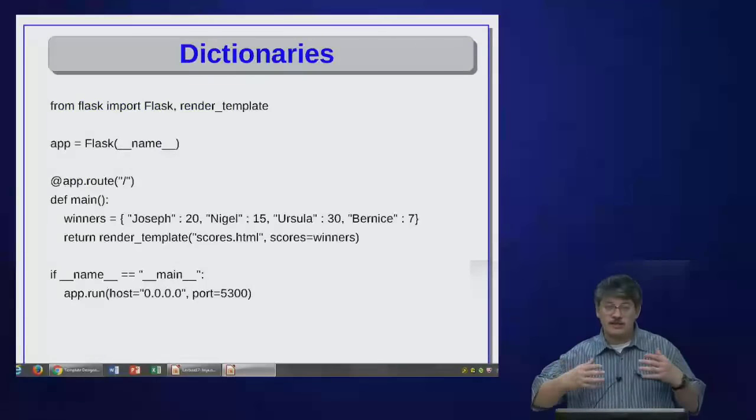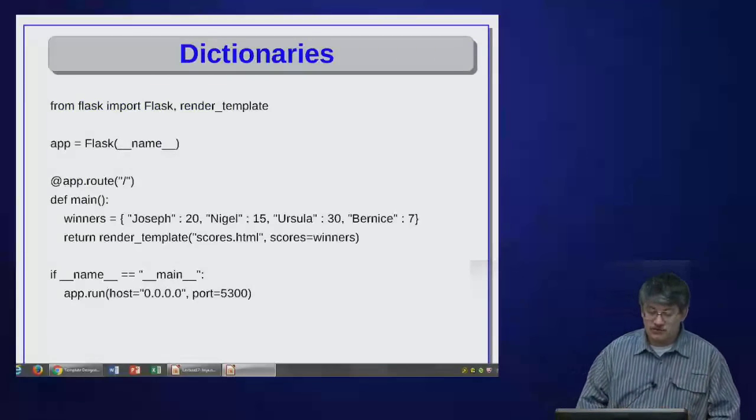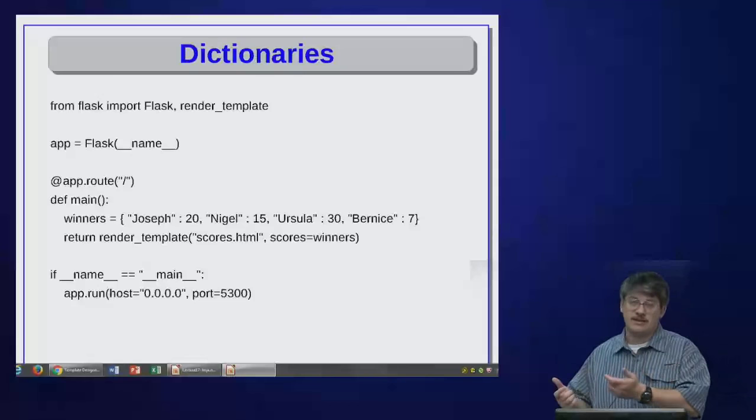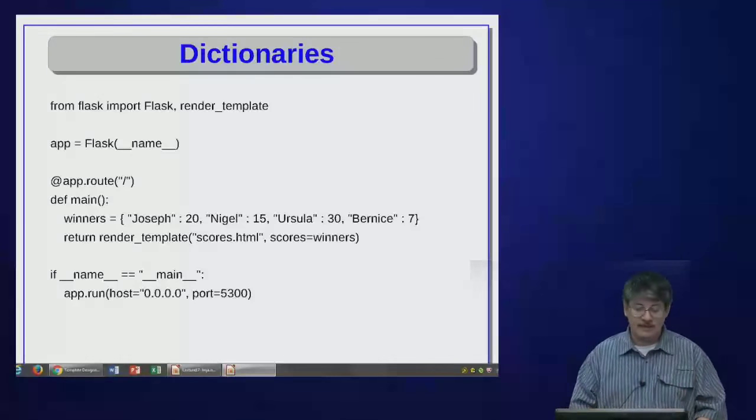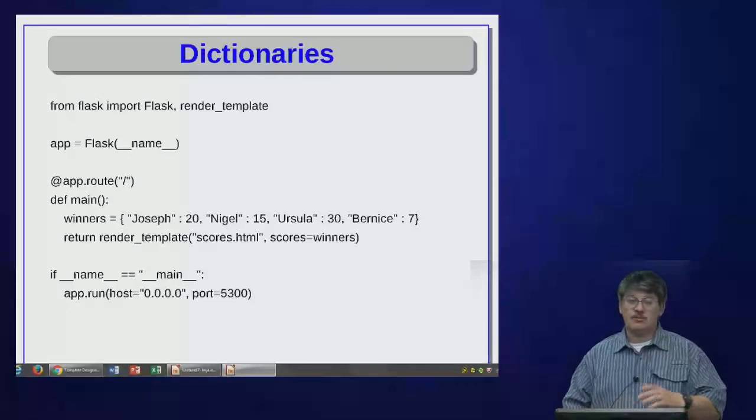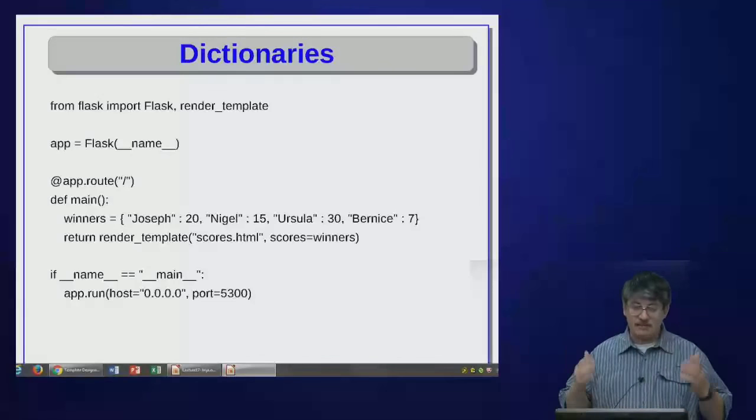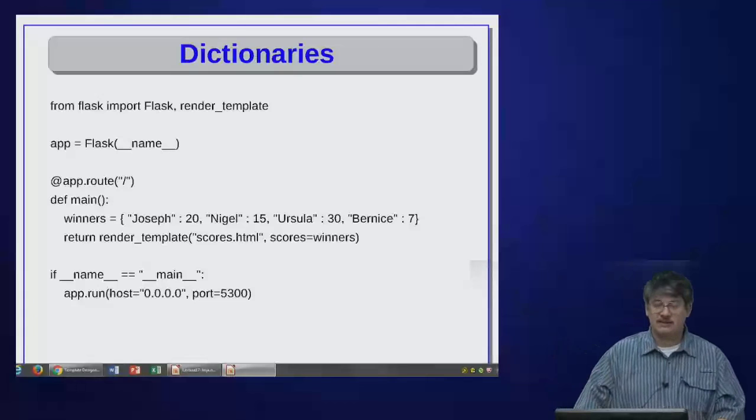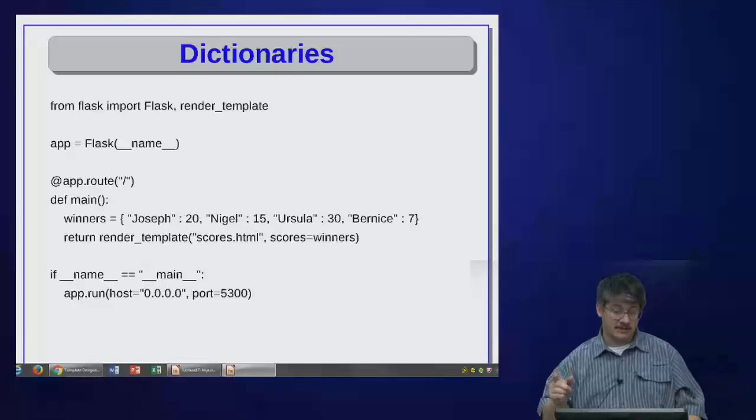So let's look at how I can use these in Flask. So again, from Flask, I have to import Flask, but I also import render_template. I should have mentioned that before. And then in my root, for /, I have my main function. And I'm just hard coding a dictionary here. So I've created a dictionary named winners. And it's mapping Joseph to 20 points, Nigel has 15 points, Ursula has 30 points, and Bernice has 7 points. Poor Bernice. Unless this is golf, in which case Bernice is winning.